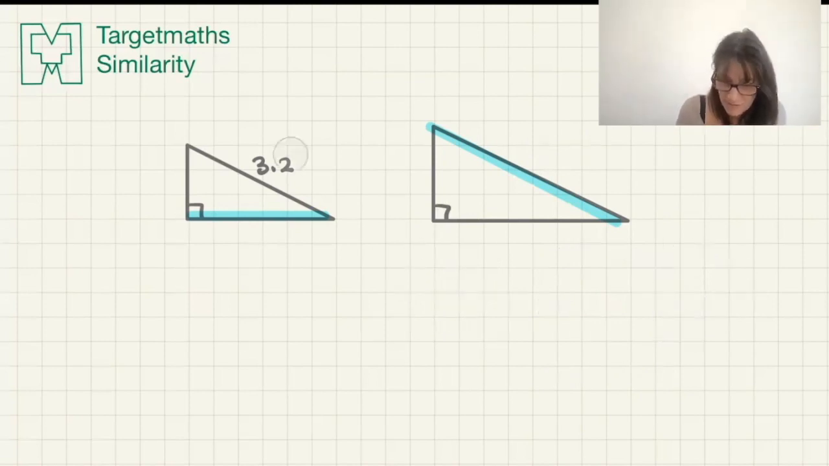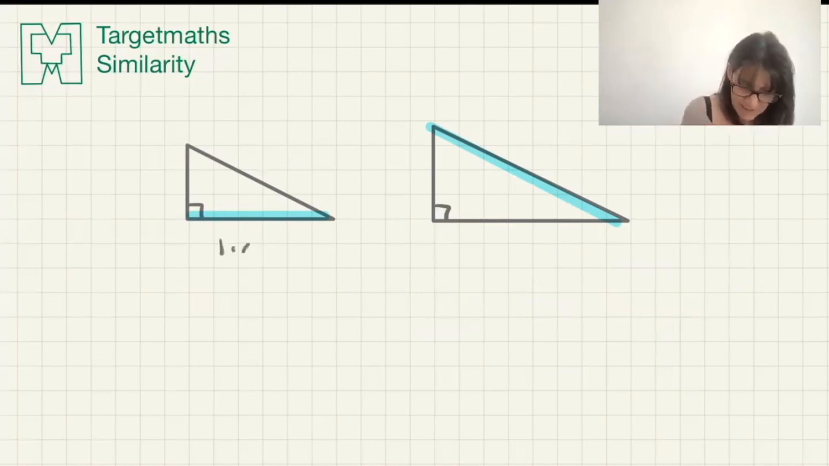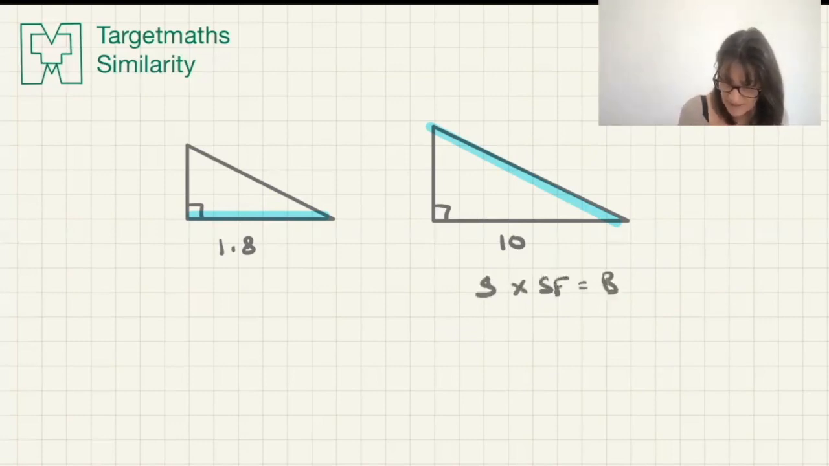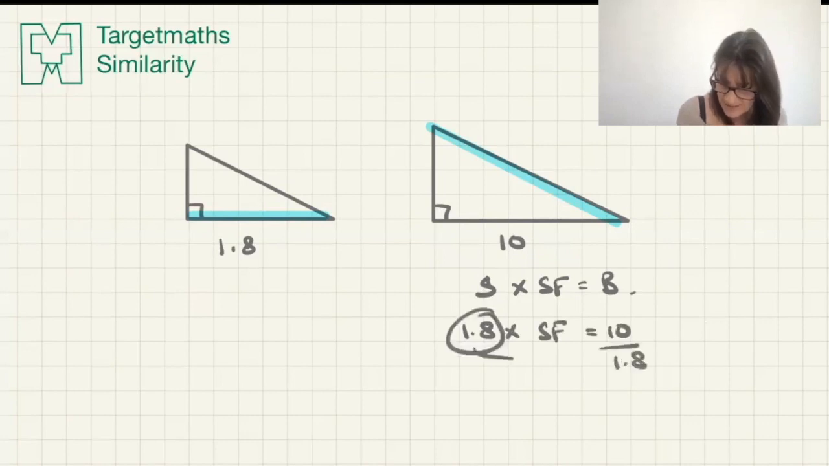Okay, so let's do one more. Let's say I've got 1.8 on here and 10 on here. Again, it's the smallest times the scale factor equaling the biggest. So 1.8 times a scale factor I don't know will equal 10. I'll divide through by my 1.8. My scale factor is now equal to 5.5 recurring.